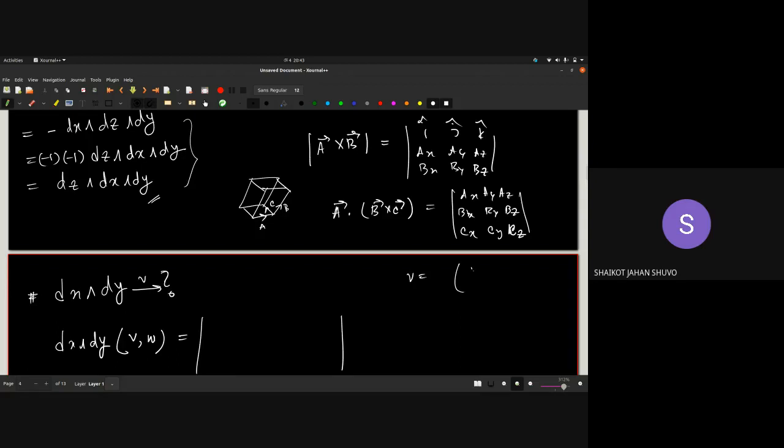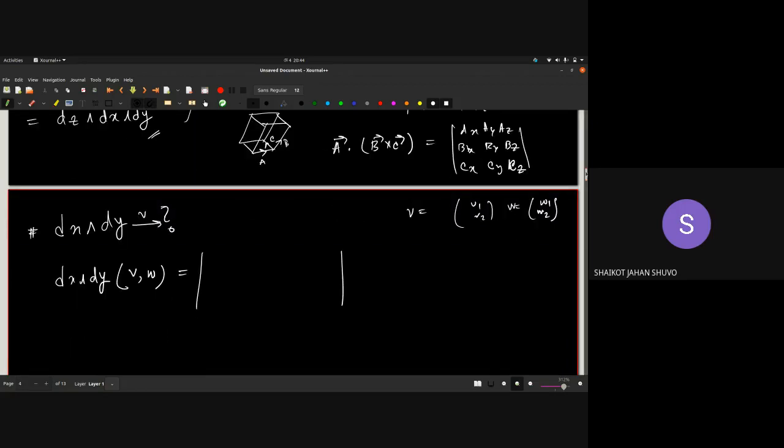And obviously our v has two components. It might have more components as well, and we'll get back to that in a few moments. But for now, let's just accept that v and w, both of them have two components like this. So this will act as the following. If you have dx wedged with dy, you will just have this dx acting upon this vector v, then dx acting upon the w vector, then you will have dy acting upon v and dy acting upon w.